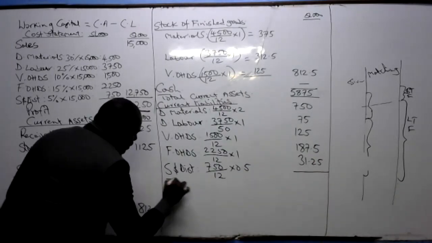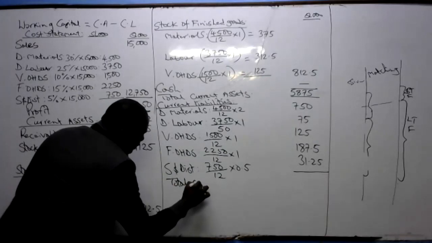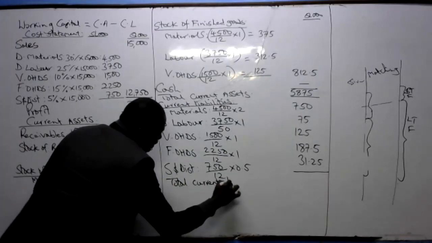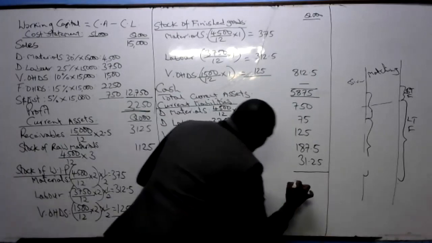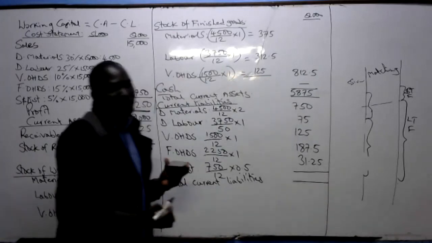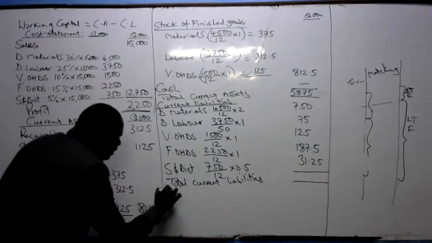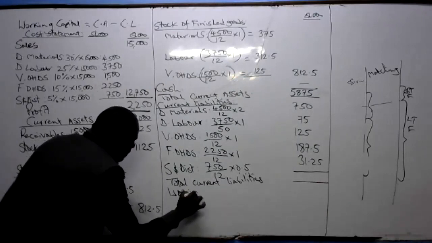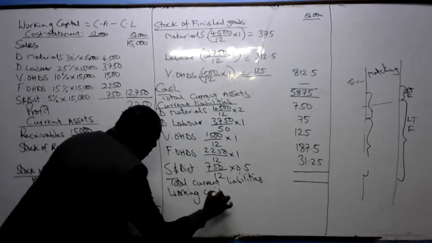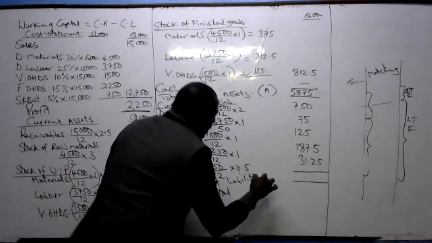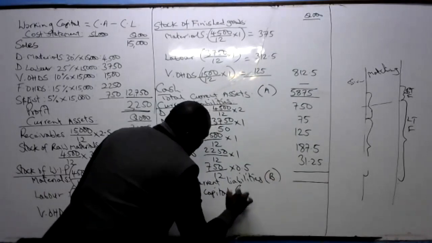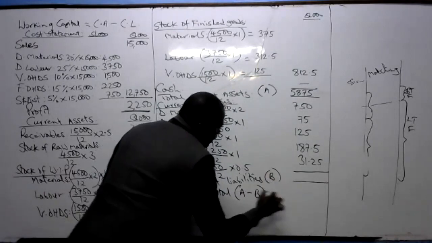So get total current liabilities. Then of course, your working capital: if this one you can call it A, and the liabilities equal them B, working capital becomes A minus what? A minus B.